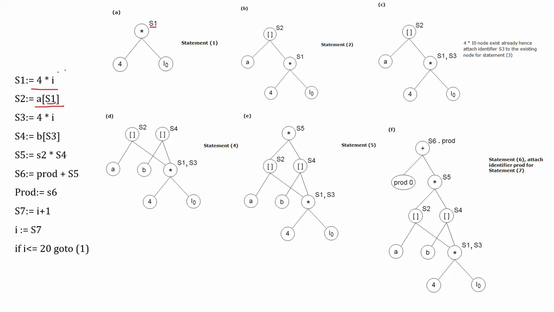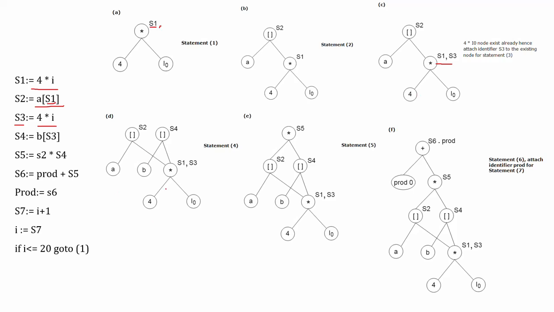Now we have it. Now we have a separate thing for S3, right? Listen here, 4 star I we have already computed, right? So what we can do is, instead of again constructing one small DAG over there, just put S1 comma S3. That's it. That is what we have done here. What is the next step? S4 is equal to B of S3. And next one. This is what we have done here also.